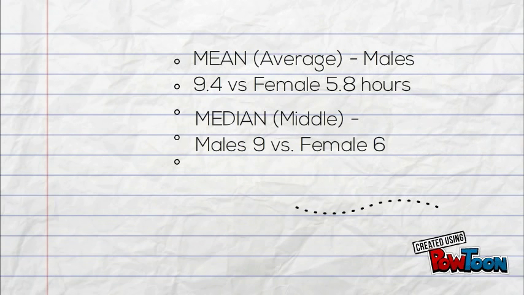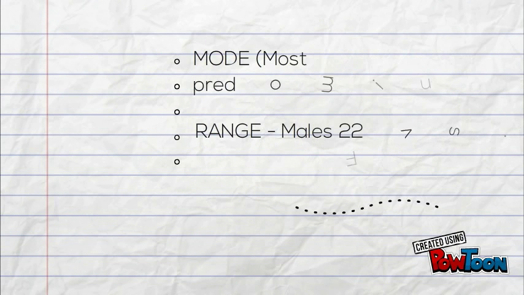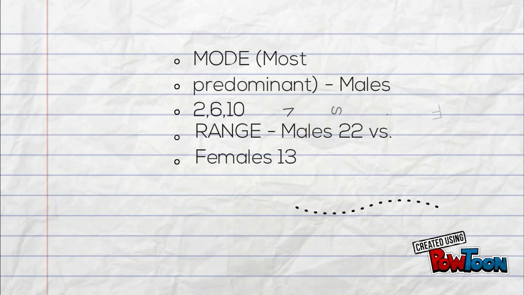median, mode and range. The mean, or the average amount of hours, was males with 9.4 hours in comparison to females with 5.8 hours. The median or middle number of hours was 6 hours for females in comparison to 9 for males. And the mode or most predominant number of hours was 2 for females in comparison to 2, 6 and 10 for males.